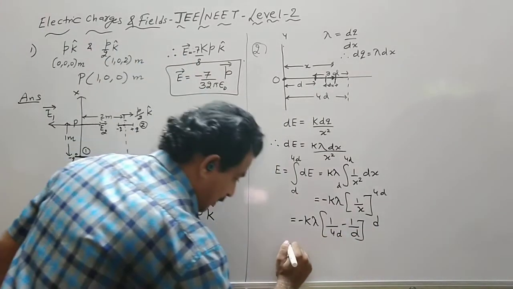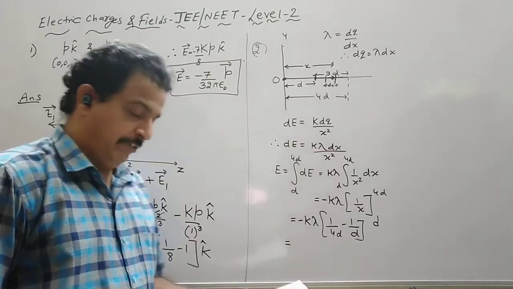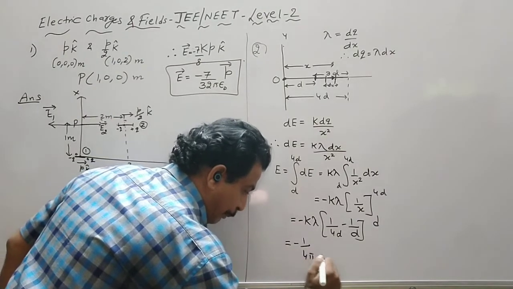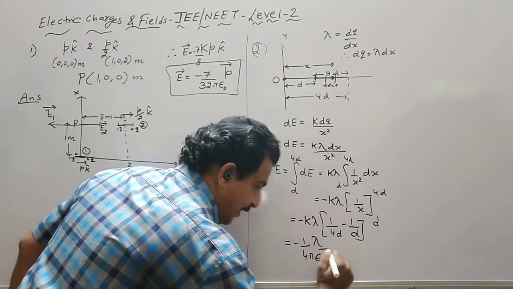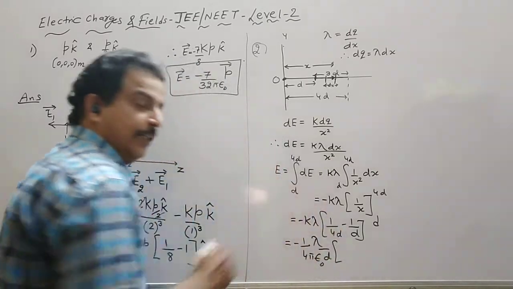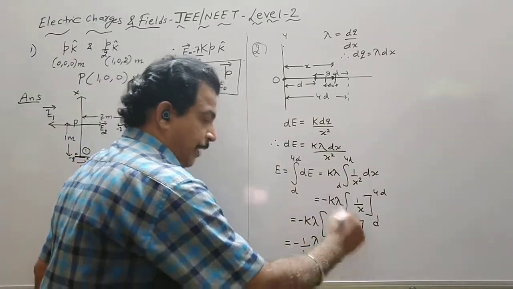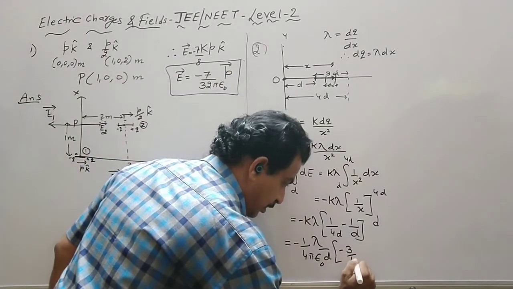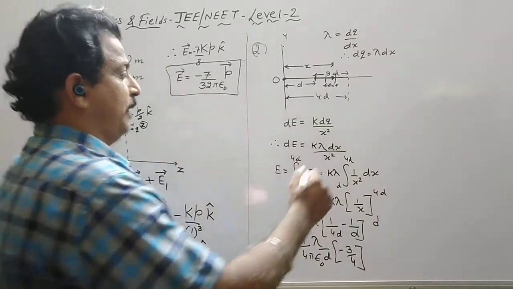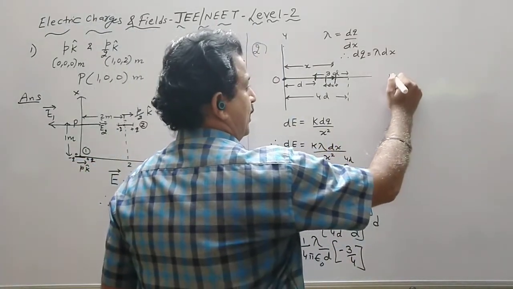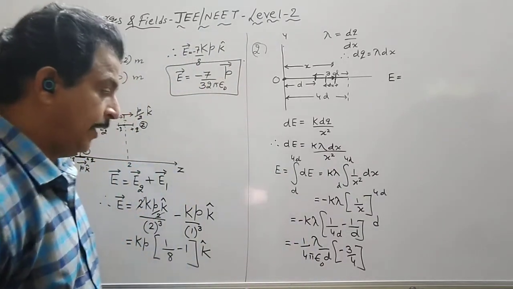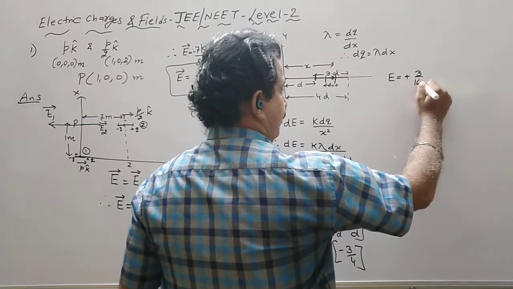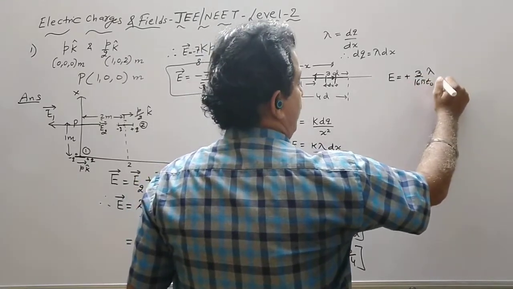If we take d as common, and in place of K we write 1 upon 4 pi epsilon naught, we get minus 1 upon 4 pi epsilon naught lambda, with d taken as common. You are left with 1 by 4 minus 1, that is minus 3 by 4. So minus minus is plus. The electric field intensity is 3 lambda upon 16 pi epsilon naught d.